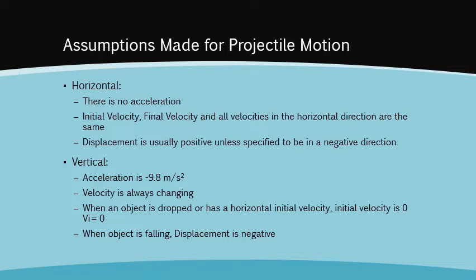For the vertical, acceleration is negative 9.8. Velocity is always changing, and when an object is dropped or has a horizontal initial velocity, the initial vertical velocity is 0. When the object is falling, displacement is negative.